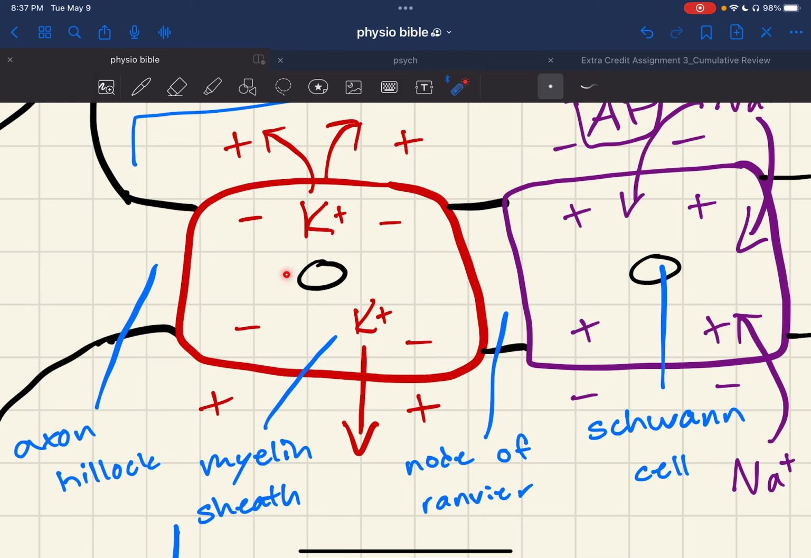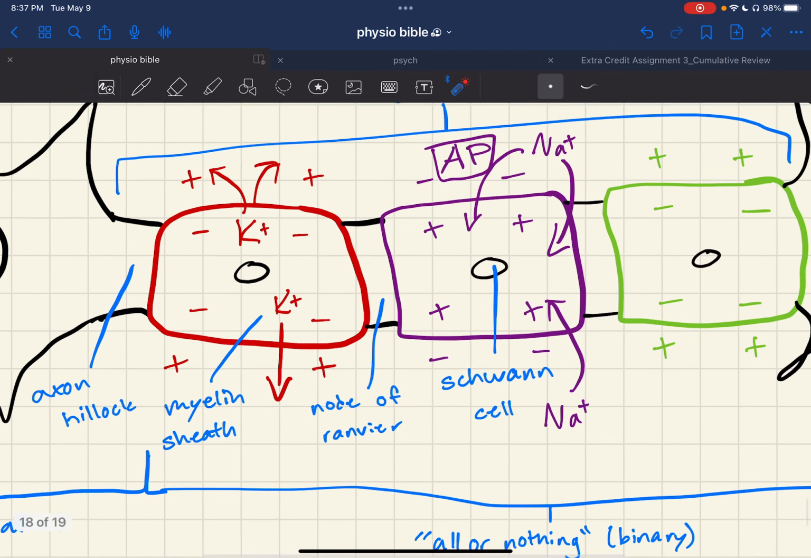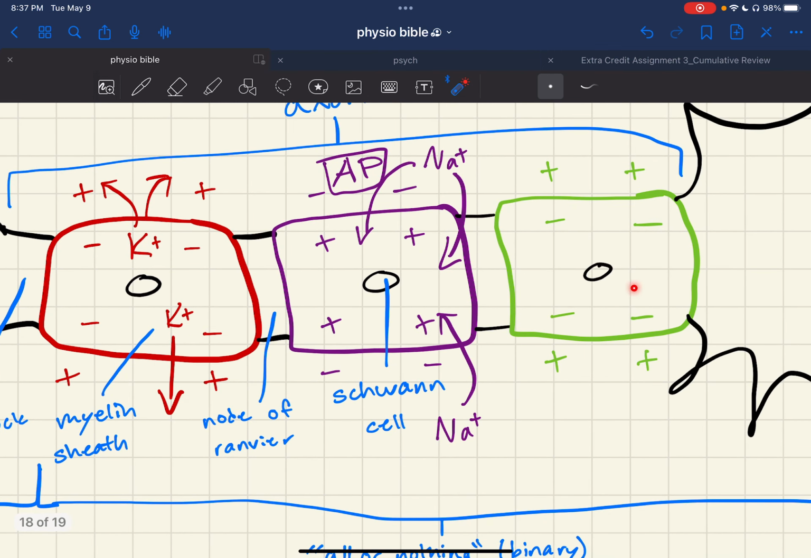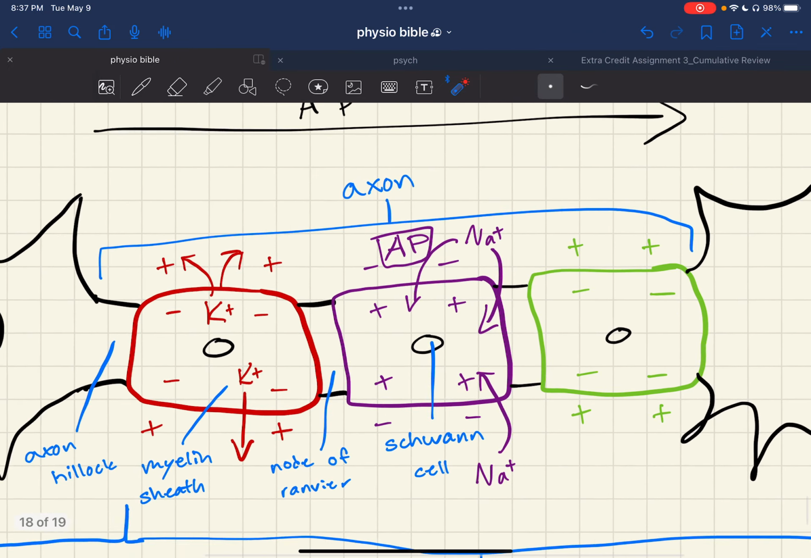of this node of Ranvier, and it makes the inside of the neuron more negative, and so it dips down to about negative 90-ish millivolts before the leaky channels are able to balance it back out to negative 70. So then it can be like this over here at resting. Yeah, and then the action potential goes through here, it propagates, so it keeps on going like this.